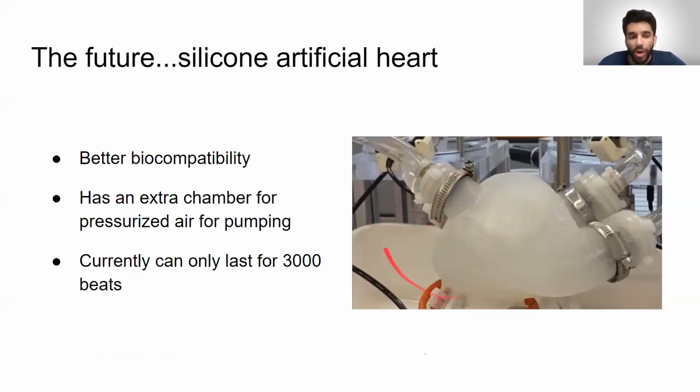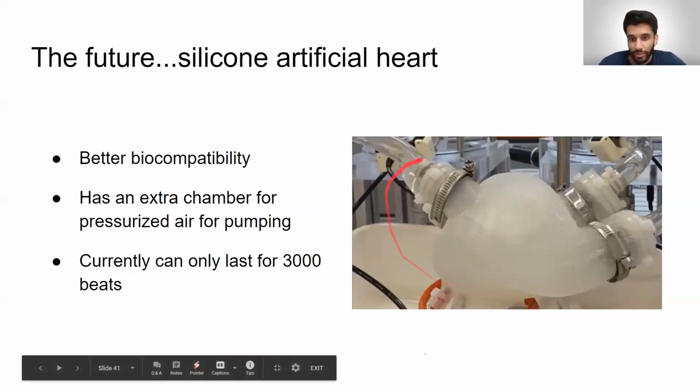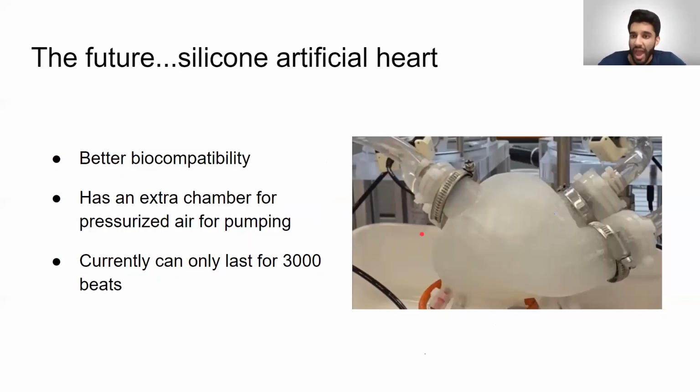So right now, yes, there have been silicone artificial hearts, but they only last for about 3,000 beats. Past that, they haven't been shown to be too effective. That's something scientists have been trying to optimize as of a few years ago. So that's still a murky area of science.